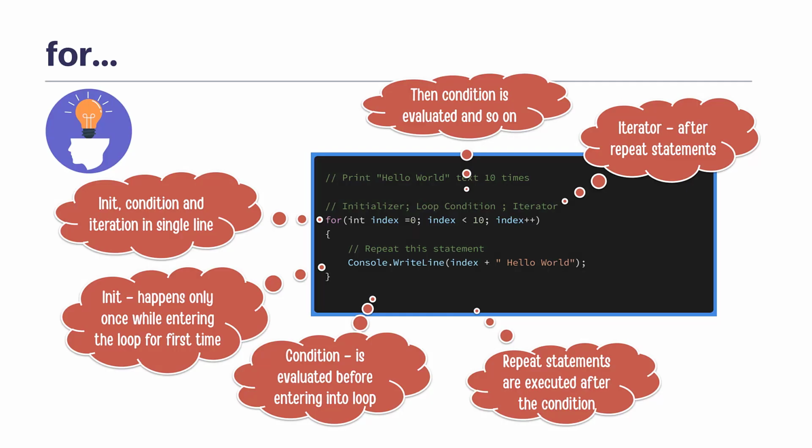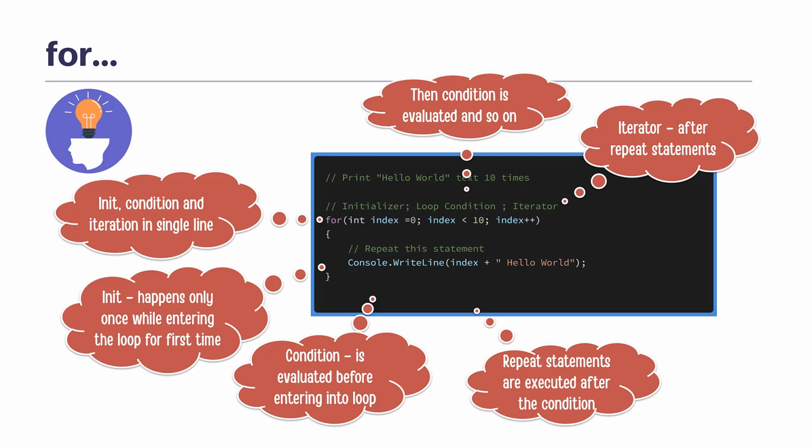The important point to note here is all the three parts that we specify in the for statement are optional. So initializer, condition, and iterator are optional and they can be empty. For that matter, we can just specify 2 semicolons inside the parentheses after for keyword. This would mean that the loop is infinite. There is no condition to break the loop and the loop will execute endlessly.